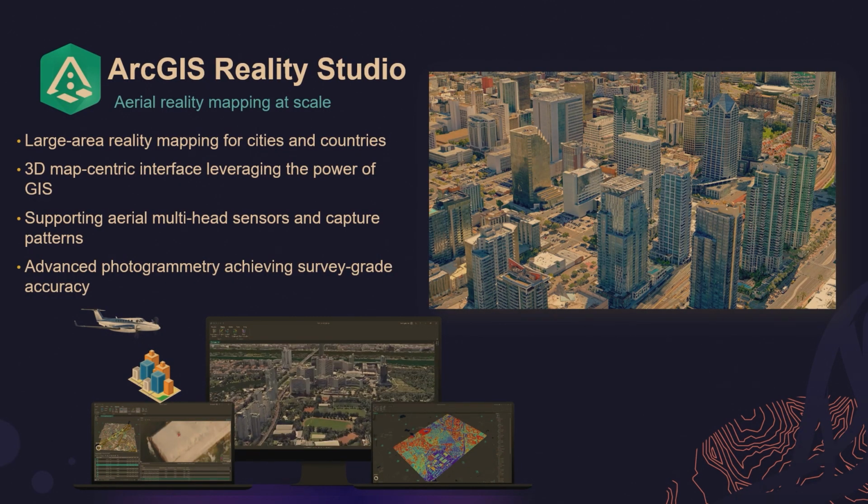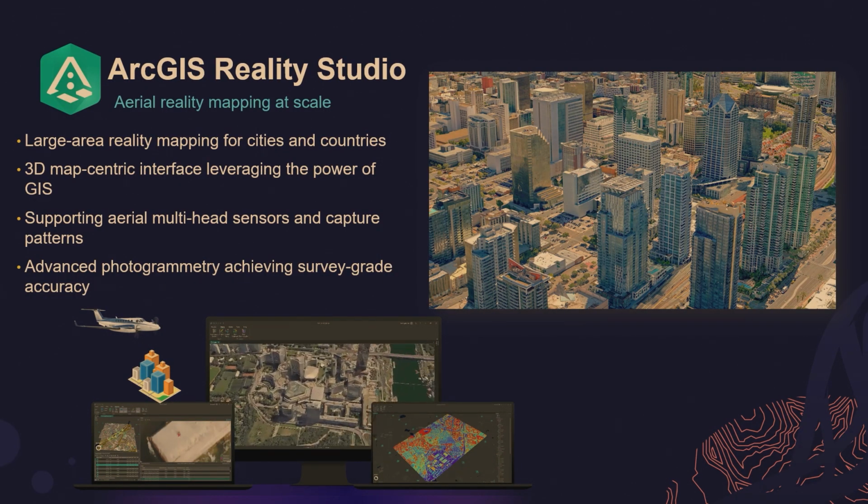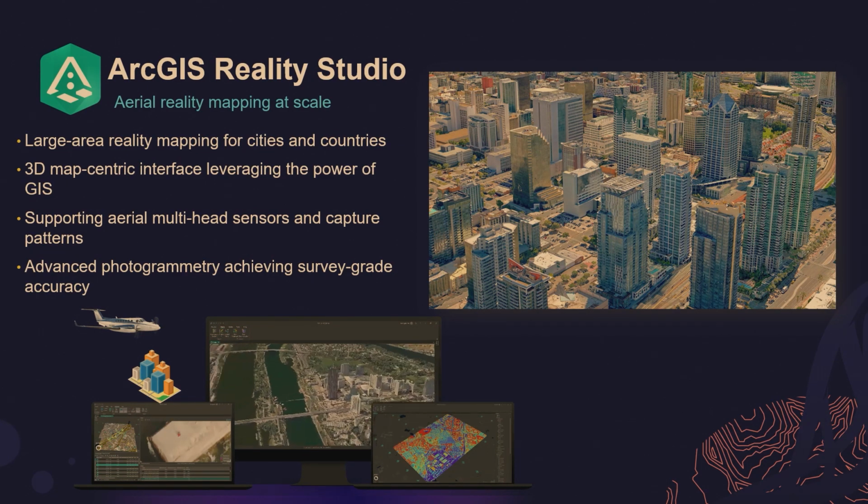Now, these drone products are great for small-scale mapping of your sites. But what about large area mapping of cities and beyond? And what if you want to use aerial or satellite imagery? This is where our newer ArcGIS Reality products come in: ArcGIS Reality Studio and ArcGIS Reality for ArcGIS Pro. ArcGIS Reality Studio is a desktop application that provides an end-to-end solution for aerial mapping at city and countrywide scales. Drone users can also use Studio for their large area content production.